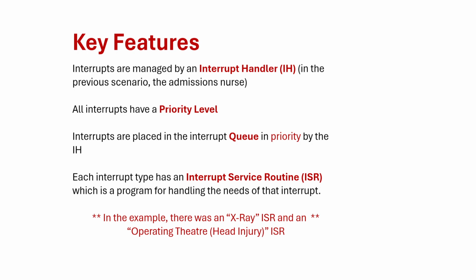So let's go back to what we looked at before. We said that interrupts are managed by an interrupt handler. In that case, that was the admissions nurse. All interrupts have a priority level. So for example, a head injury is a higher priority than a broken arm, which is a higher priority than a cold. We saw that interrupts are placed in the interrupt queue by priority by the interrupt handler. And then every interrupt type has an interrupt service routine, which we've said before. So in this example, there was an X-ray interrupt service routine, and there was an operating or head injury interrupt service routine.